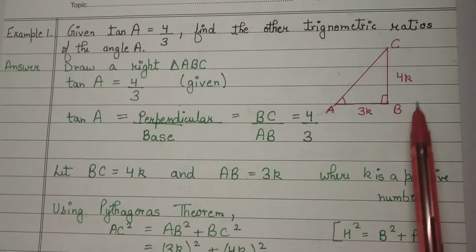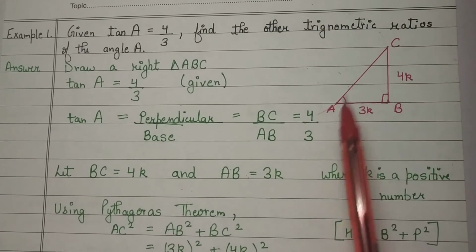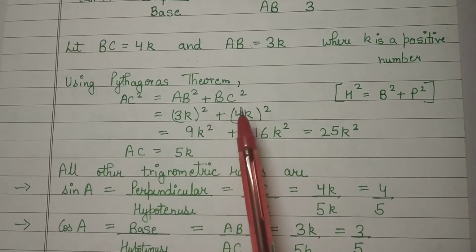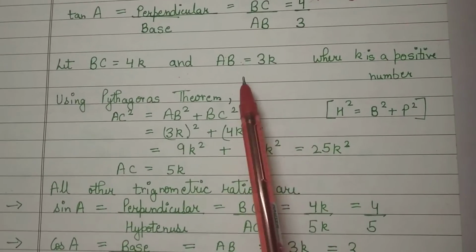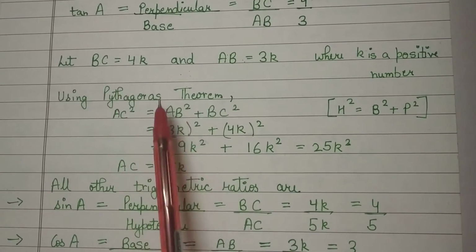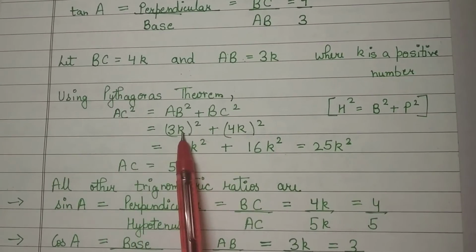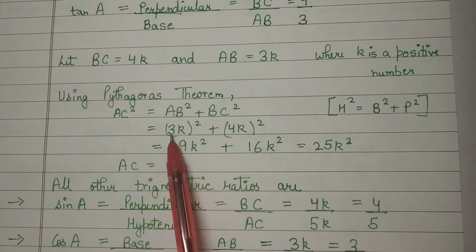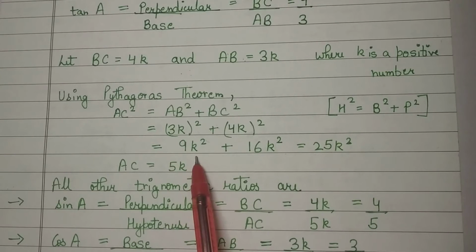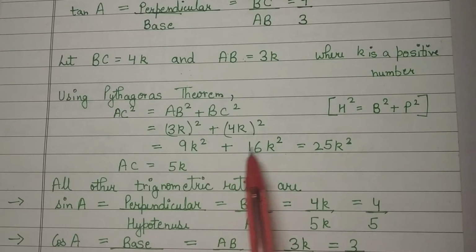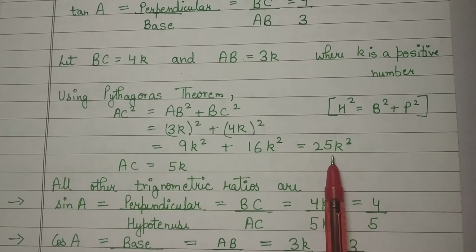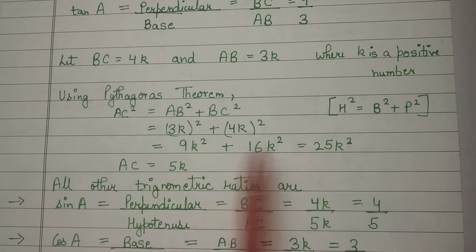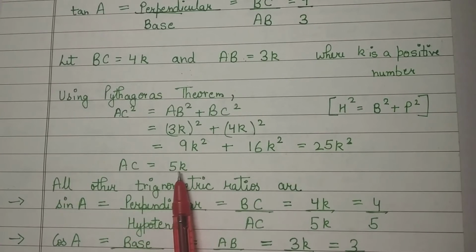AB and perpendicular is BC. So AC square is equal to AB square plus BC square, that I have written here, and AB is 3k and BC is 4k. So putting the values, now 3k whole square is written as 3 into 3, 9, and k whole square is k square. 9k square plus 16k square, which is equal to 25k square. Now removing the squares, taking the square root, AC is equal to 5k.